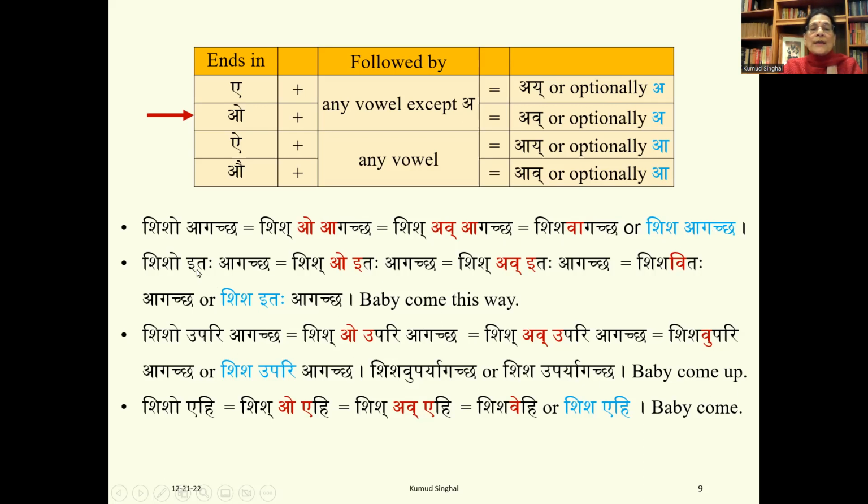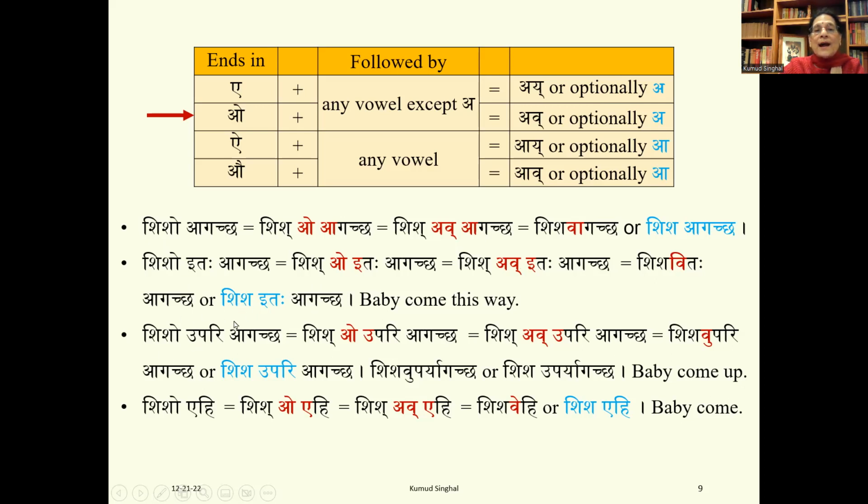Now shisho itah agach, baby come this way. Here O is followed by E. So O will be replaced by av. So V and E will be V. Shisha vitah agach or shisha itah agach. So again, shisho will be replaced by shisha.